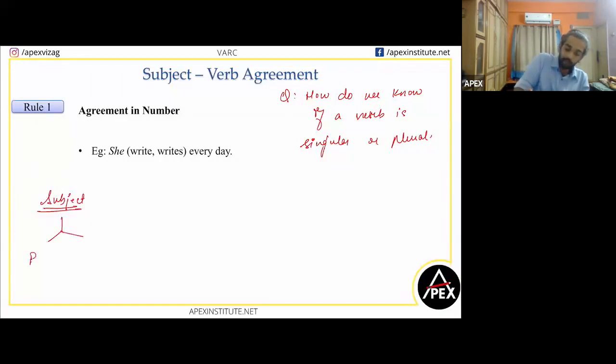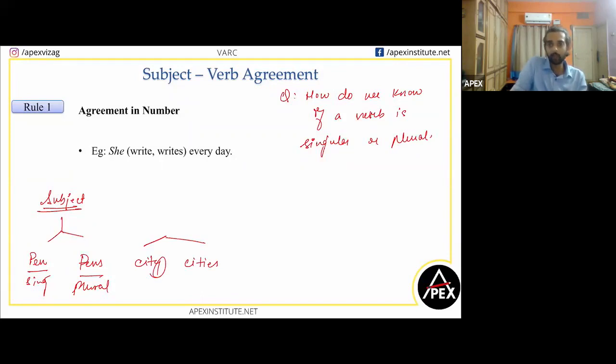Usually, if I have something like pen, which is singular, I just add an S. I'll say pens. This becomes plural, right? Even if this is not the case, maybe you can have something like city, and you remove this Y and add IES, correct? Now, this is about subjects. And why is this so easy for subjects? Because most subjects are nouns or pronouns. Correct. What about verbs?